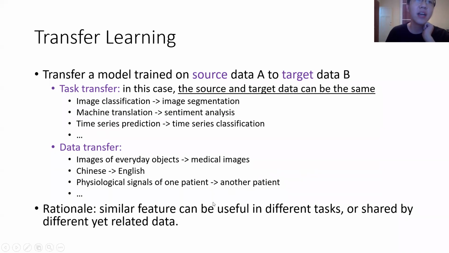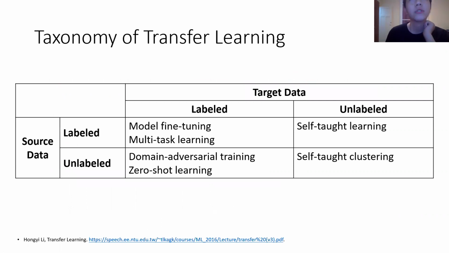So the rationale behind transfer learning is that what makes transferring possible is that similar features can be useful in different tasks. For example, the similar features for one time series can be used for both prediction and classification. And all these features can be shared by different yet related data. Everyday objects and medical images are both images, so there are some semantic similarities between them. Now, let's take a look at the taxonomy of transfer learning.